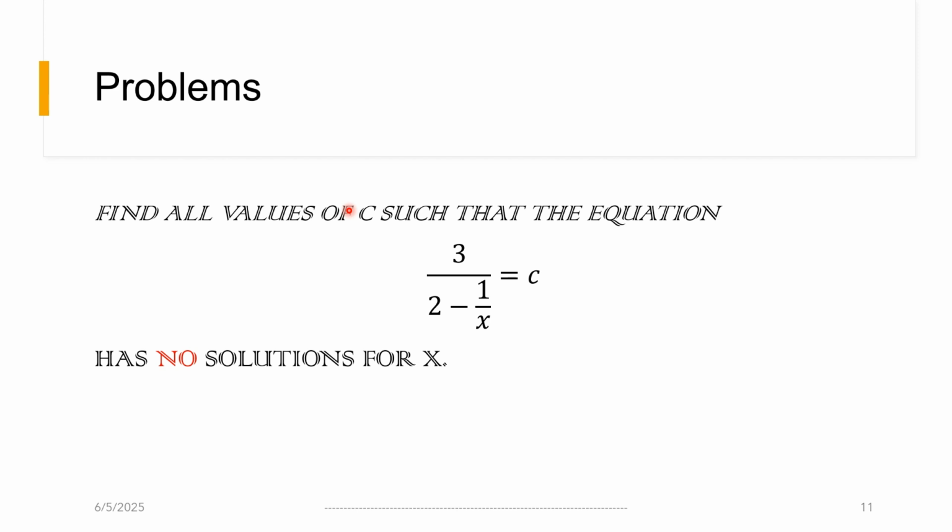Obviously, right off the bat, when we are looking for extraneous solutions, denominators cannot be 0. X cannot be 0. 2 minus 1 divided by x also can't be 0. That means x cannot be 0 or 1 half. But that doesn't really give us anything. Well, it does give us something, but we can't really directly use it. Like, look, if we just plug in the values of x, we won't get anything for c because they're all invalid.